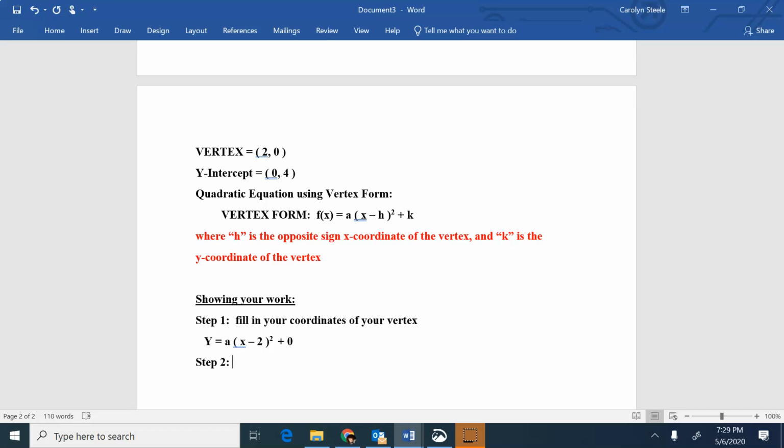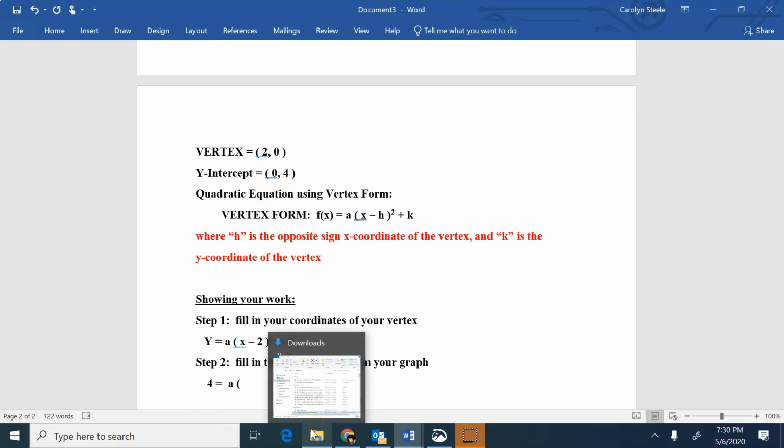In step 2, I'm going to fill in the ordered pair that I know from some ordered pair on the graph. So fill in the ordered pair from your graph. Okay. All right, so I'm going to fill that in. And so I know a y coordinate. The y coordinate is 4. So I put in the 4, and I'm going to put equals. And then I still don't know what a is, so I'm going to put that there. And then I do know what an x is. When y is 4, x is 0. So I can put a 0 here.